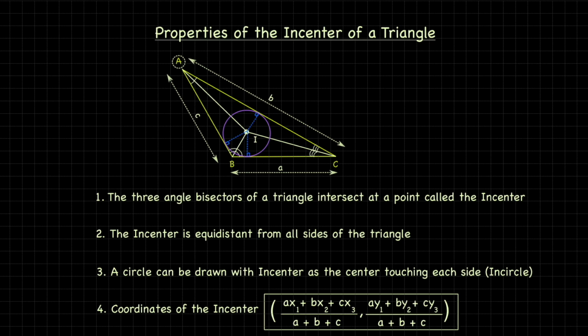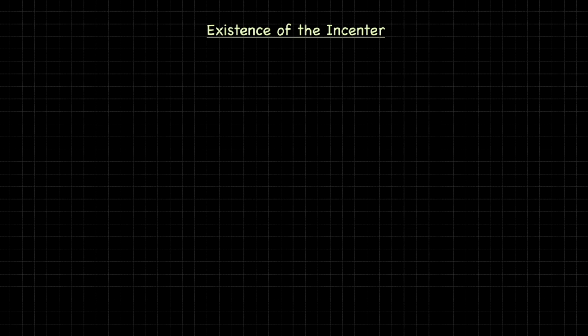So let's see how to prove these properties of the incenter. Let's start by proving the first three properties. They all relate to the existence of the incenter. So in this triangle ABC, I have drawn two angle bisectors, the bisector for angle A and the bisector for angle B, and these intersect at point I.